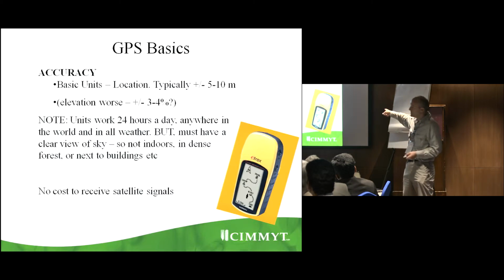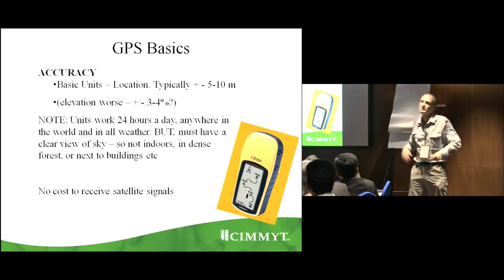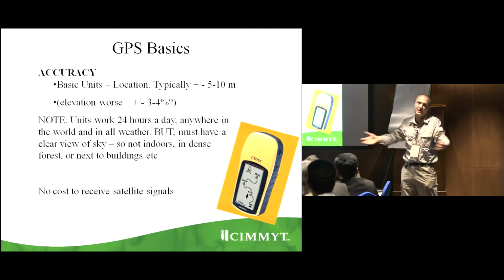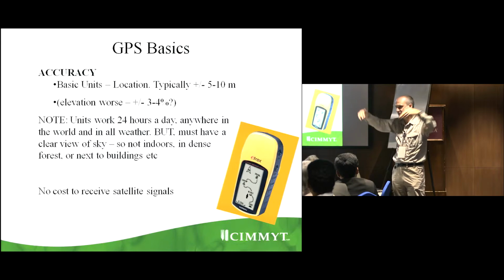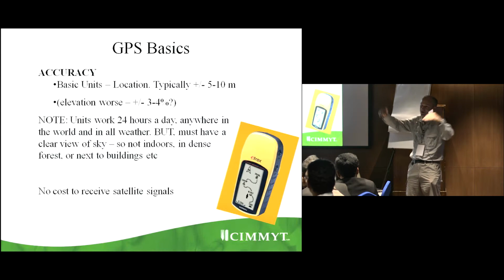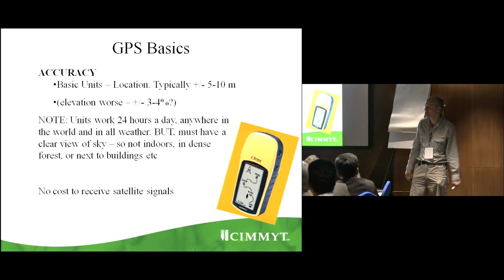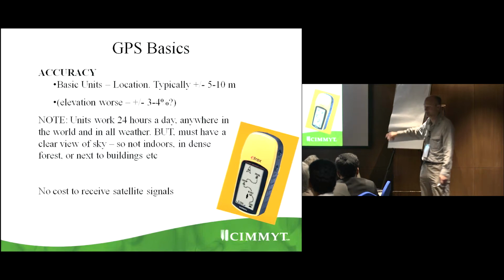You only have to pay for the receiver. The way the system works, there's 21 satellites that are in orbit. They're continually transmitting the signal. There's no cost. You don't have to buy a subscription to receive the signal. It's available so long as you've got the receiver.